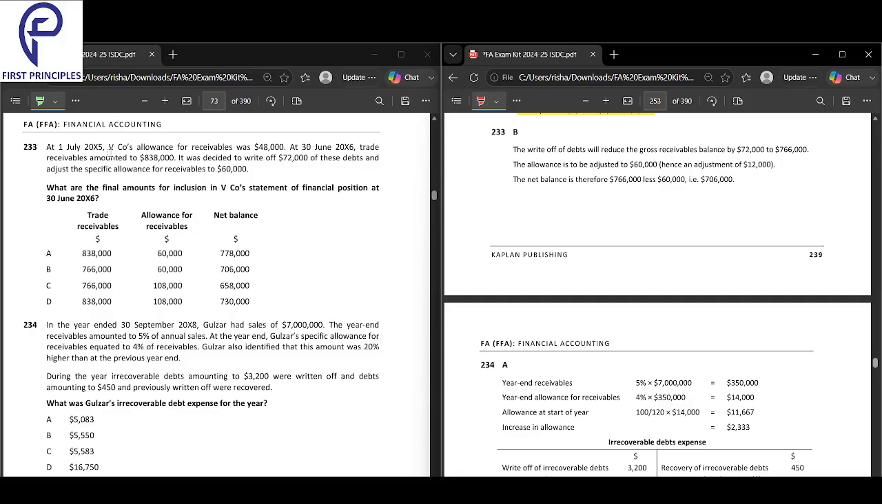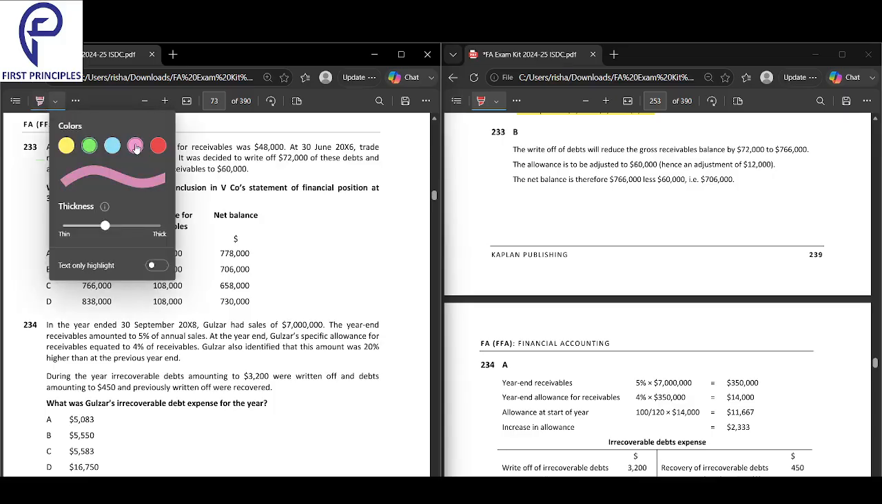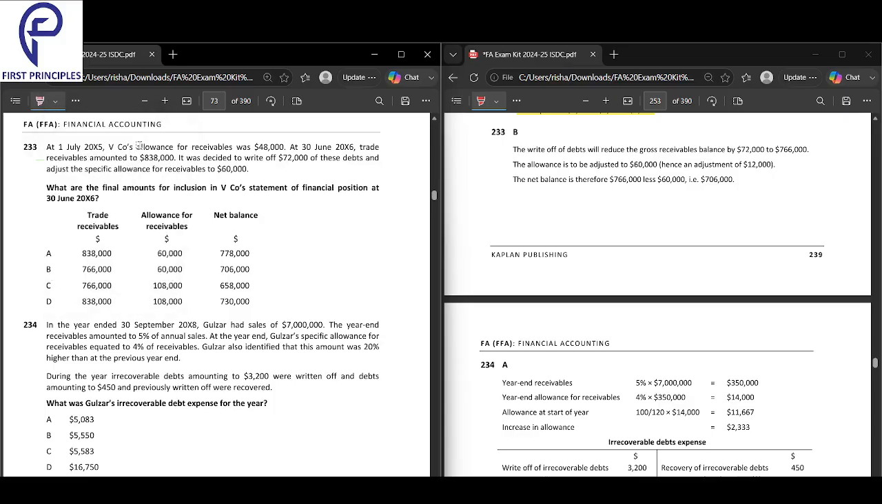On 1st July, the allowance for receivables was 48,000. Initially our allowance for receivables was 48,000. On 1st July the allowance was 48,000. Easy.